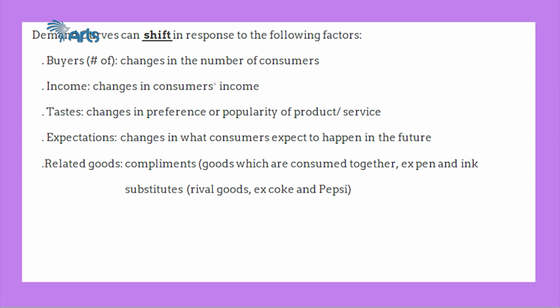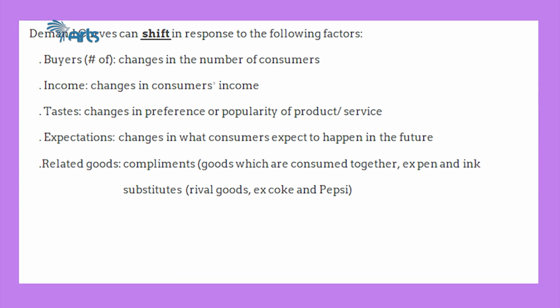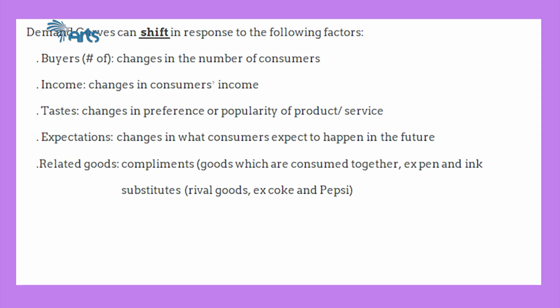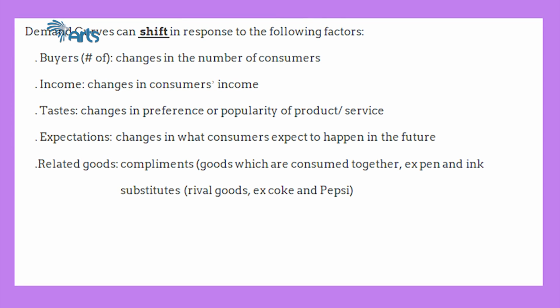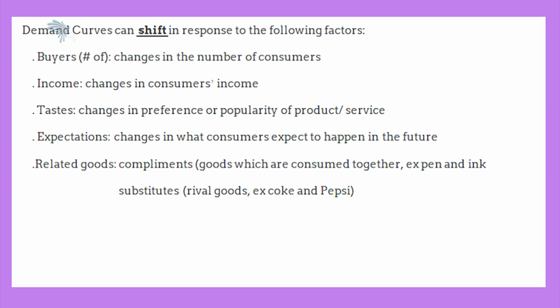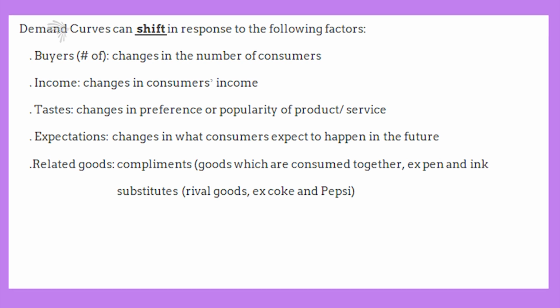The demand curve can shift because of the following factors. The first factor is the number of buyers or number of consumers. The second factor is income, that's the income of consumers. The third factor is taste and preference. The fourth factor is expectation, and this is what consumers expect will happen in the future. It could be future price or the future state of the economy. And the last shift factor is related goods, which are complements and substitutes.